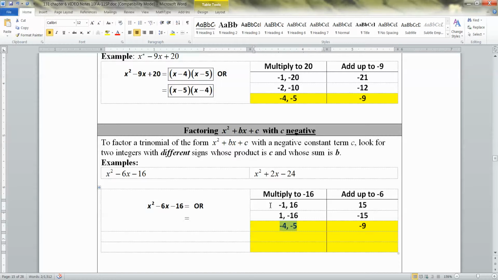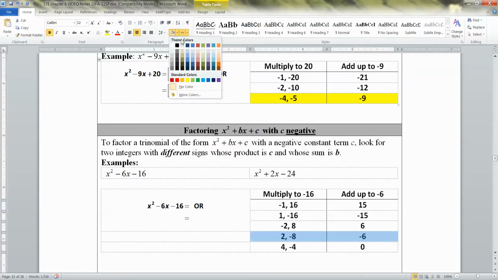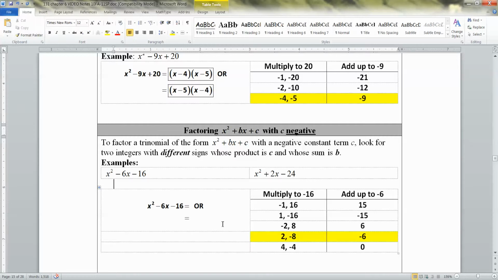Hopefully you noticed a pattern there. Negative 2, positive 8. That would make 6. Oh, we're getting close. Positive 2, negative 8. There it is. That would make negative 6 if you added it up. And by the way, 4 and negative 4 would go as well, but that would make 0. So here it is right here. Honestly, once you find it, you can stop. You don't have to keep going to the 4, negative 4 thing.